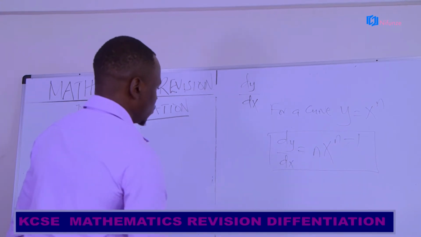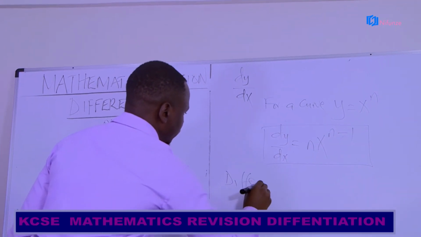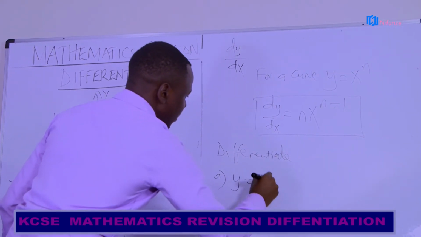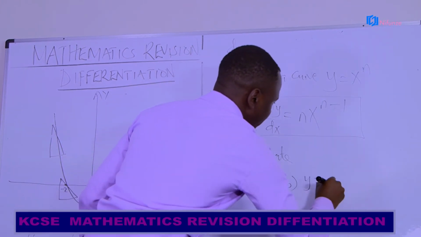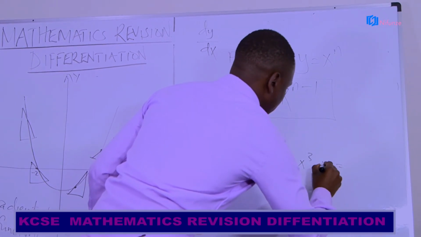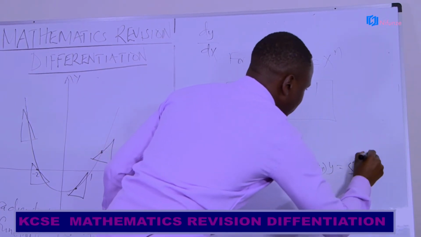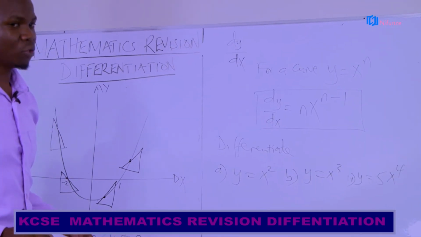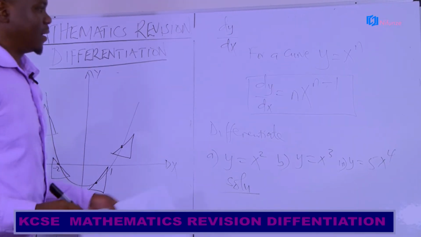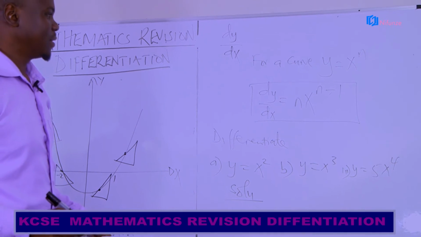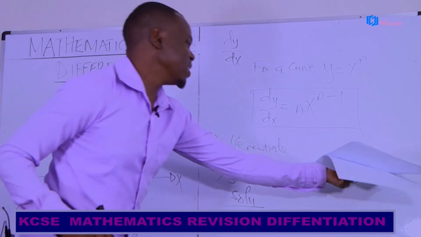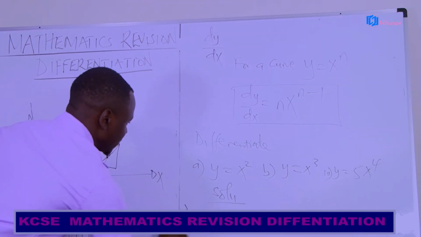For instance, you can be told to differentiate y is equal to x squared. We have y is equal to x cubed. We can have y is equal to 5x raised power 4. Let's try doing these examples. So the solution is very simple. Let's identify our n. n here is 2, n here is 3, and here is 4.